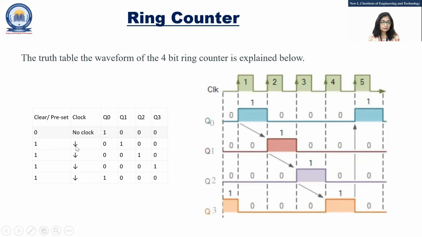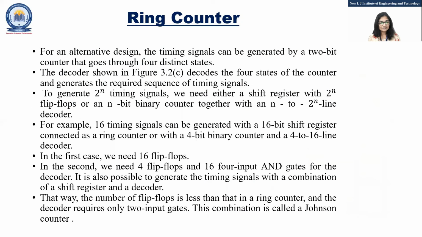Then in the next clock pulse, it will be shifted. As I told you, it will simply follow the seesaw operation. So 0, 1, 0, 0, then 0, 0, 1, 0, then 0, 0, 0, 1, and in the fifth clock pulse, again it will start from 1, 0, 0, 0, this way. This is the truth table and timing diagram of the ring counter.